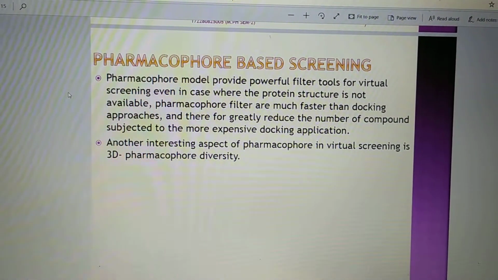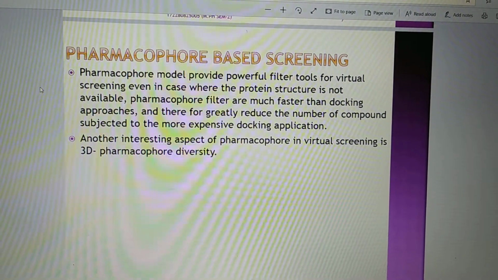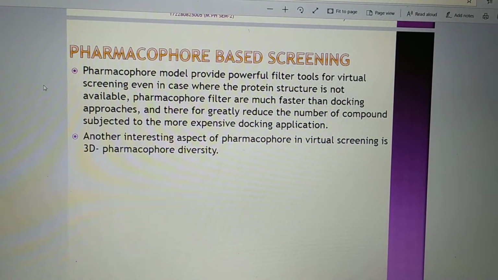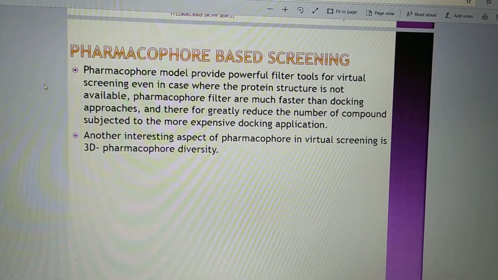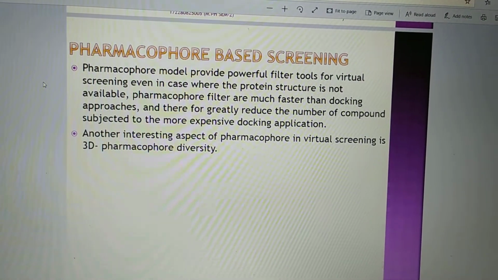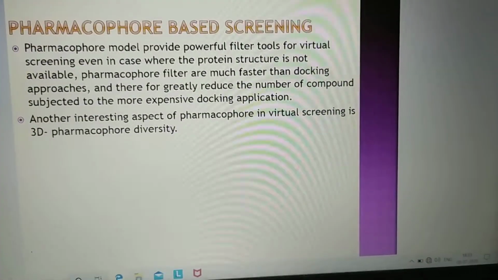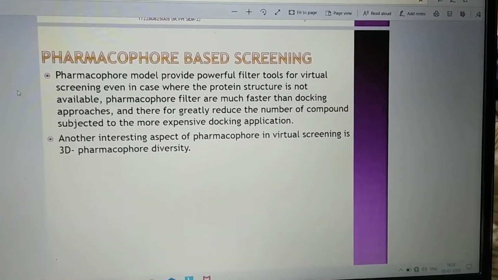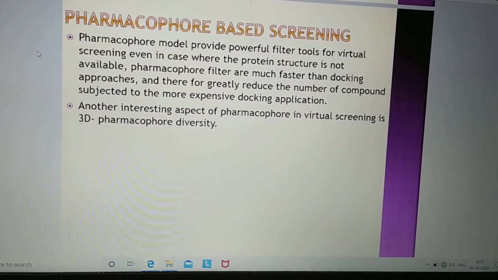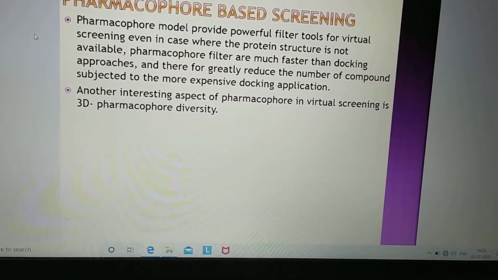Pharmacophore-based screening. Pharmacophore models provide powerful filter tools for virtual screening, even in cases where the protein structure is not available. Pharmacophore filters are much faster than docking approaches and therefore greatly reduce the number of compounds subjected to more expensive docking applications. Another interesting aspect of pharmacophores in virtual screening is 3D pharmacophore diversity.